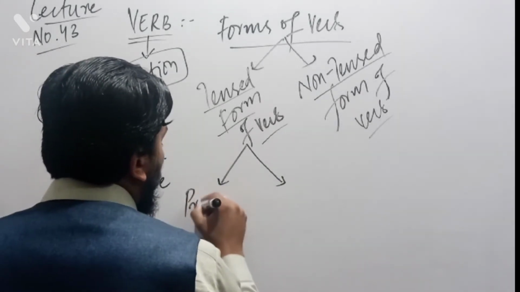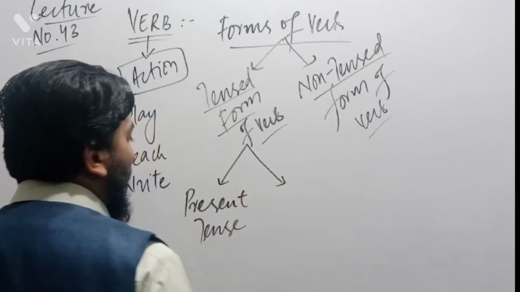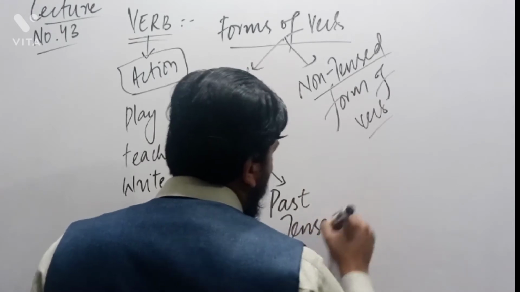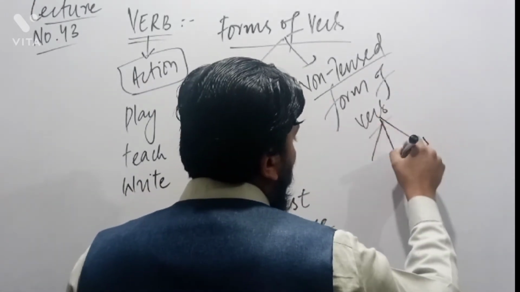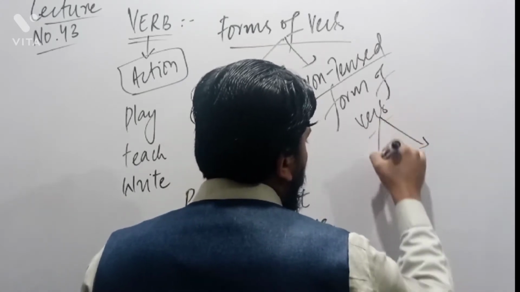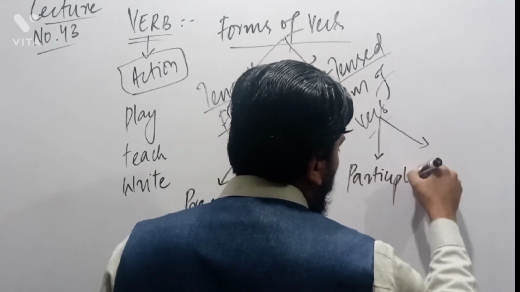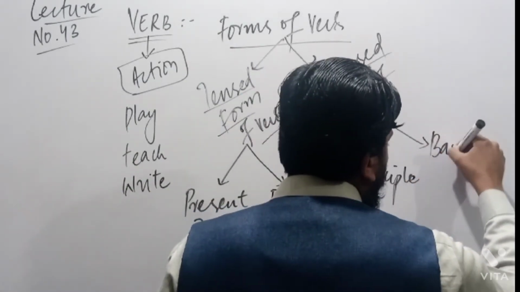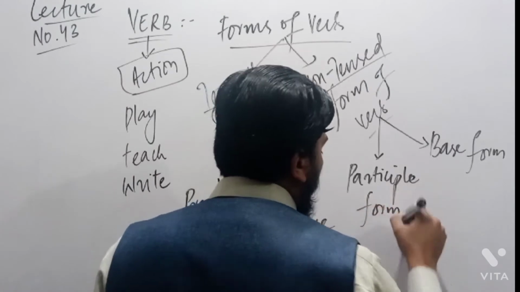Tensed form is further divided into two forms. One is called present tense and the second one is called past tense. The non-tensed forms are also two in number. One is participle form and the second one is base form.